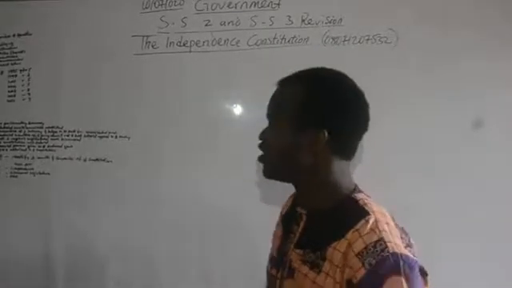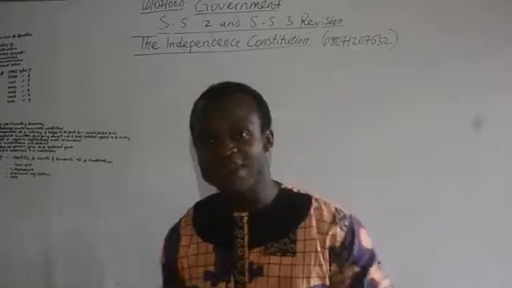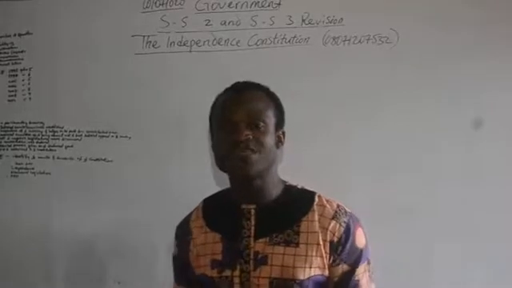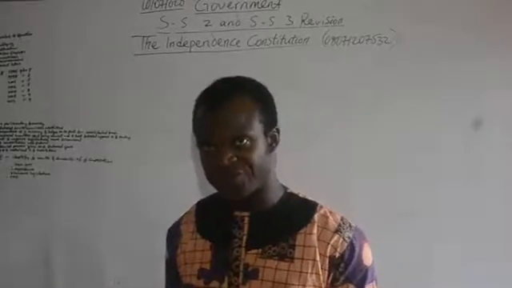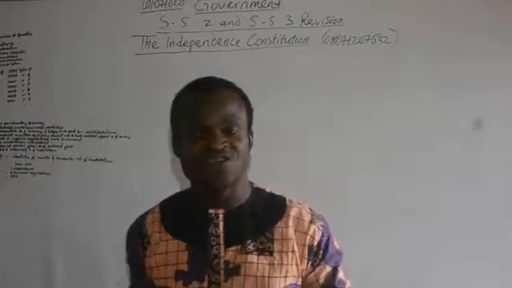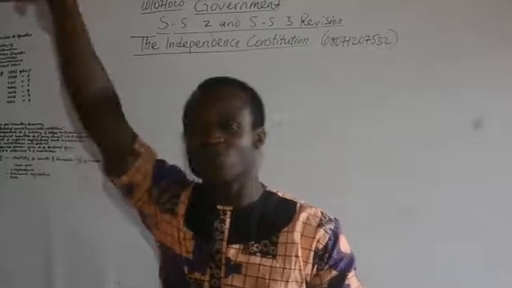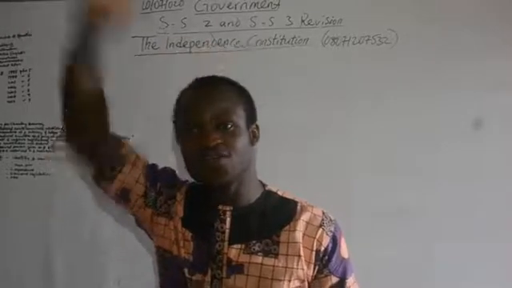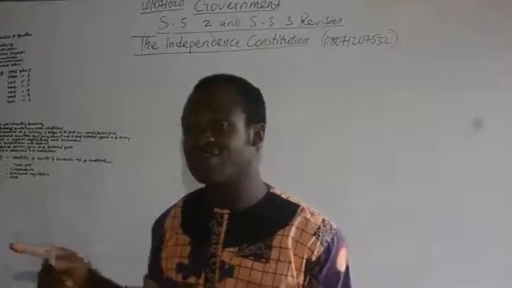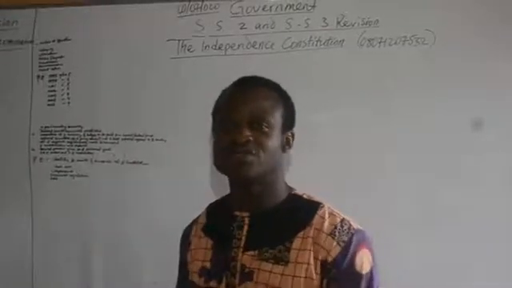Then the Judicial Committee of the Privy Council was to be the last court of appeal for Nigeria. So when anybody goes to any court of law in Nigeria and is not satisfied with the judgment, he or she still had the opportunity of going to the Privy Council in London to seek redress. That Judicial Committee of the Privy Council in London was taking the place of what we now have as the Supreme Court of Nigeria.